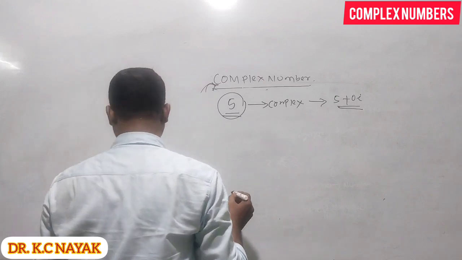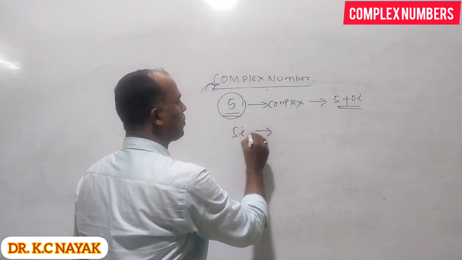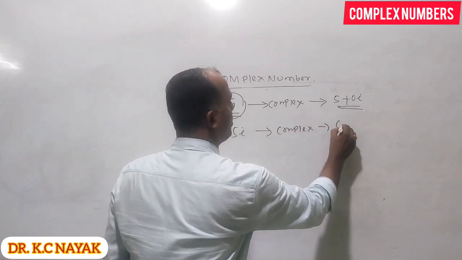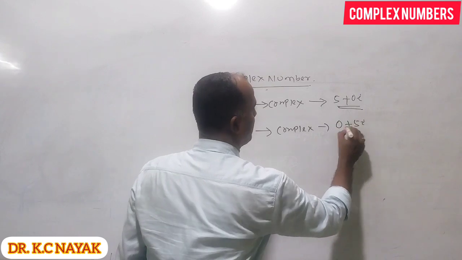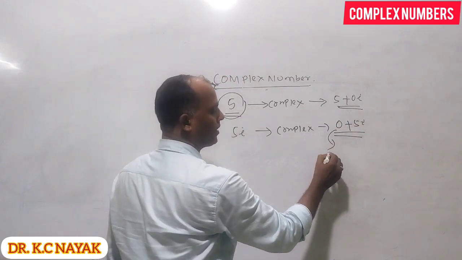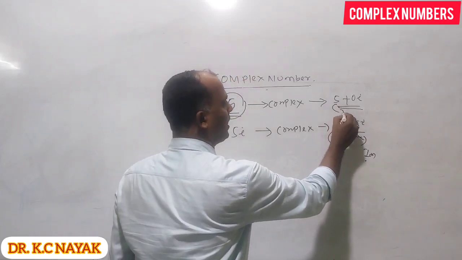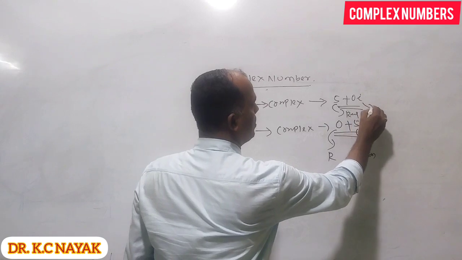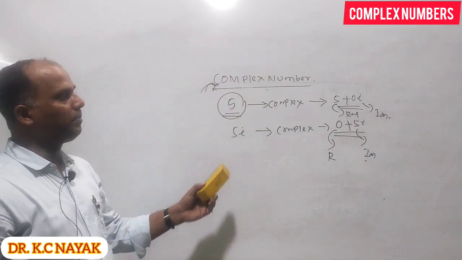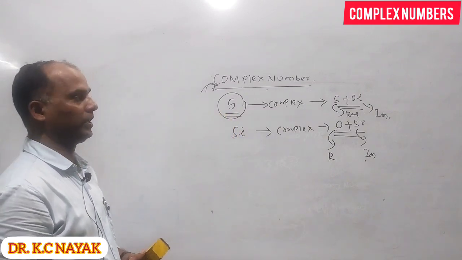Similarly, suppose I have 5i and I want to convert it to a complex number. How can I convert it? We convert it into 0 plus 5i. Because here 0 is the real part, and this is the imaginary part. That means a complex number minimum has a real part as well as an imaginary part. Then it is a complex number.